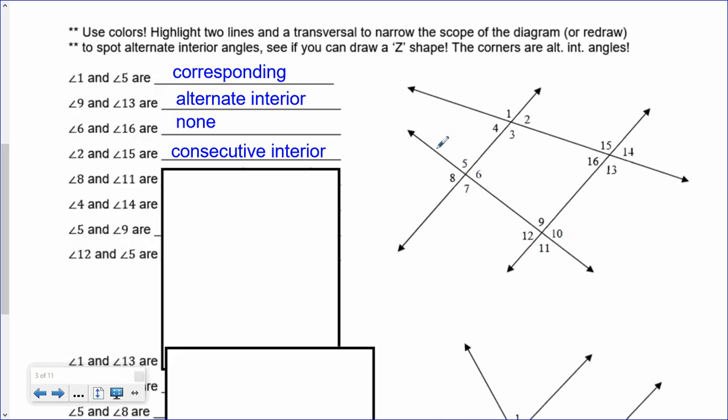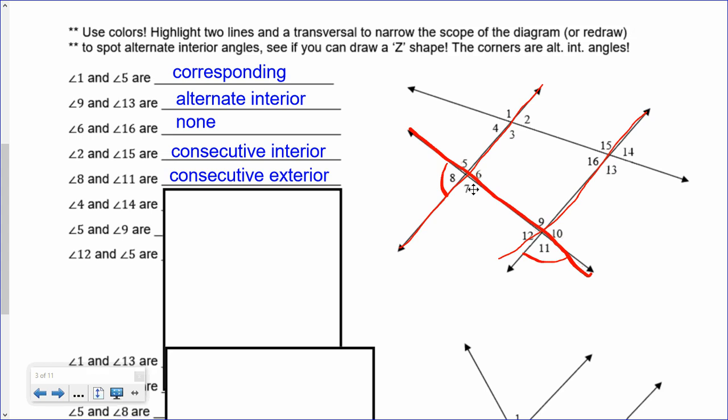Next one, 8 and 11. 8 and 11 are both resting on this line, that's the transversal. And the transversal is crossing these two lines. I'm looking at angle 8 and angle 11. Right? I notice that these are exterior angles. They are outside. These are inside. These are outside. So they're outside of the two lines that I have crossing, but they are on the same side of the transversal. So because they are outside, that means that they're exterior angles. And because they're on the same side of the transversal, that means that they are consecutive. So 8 and 11 would be consecutive exterior.